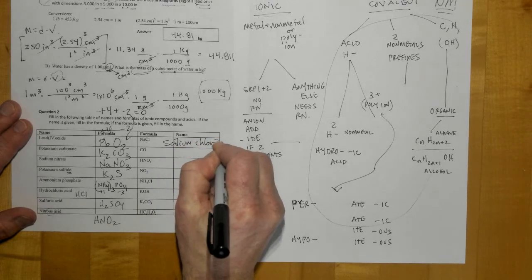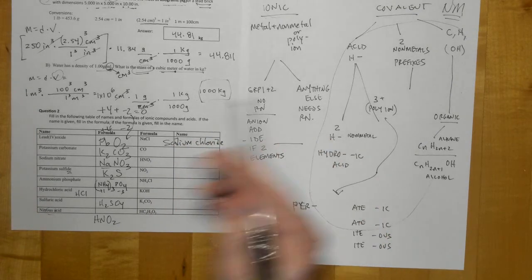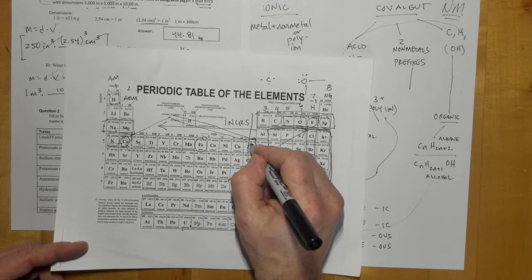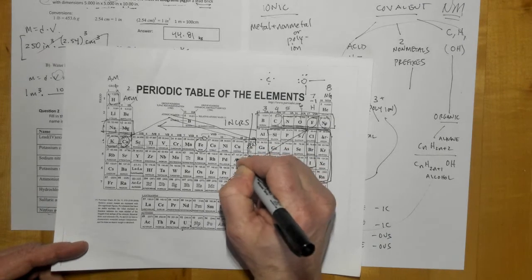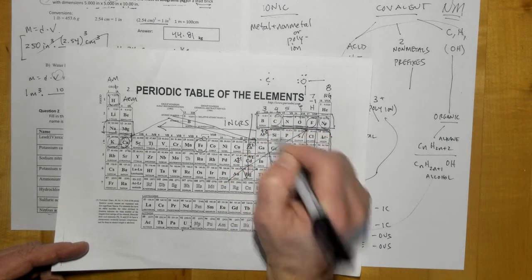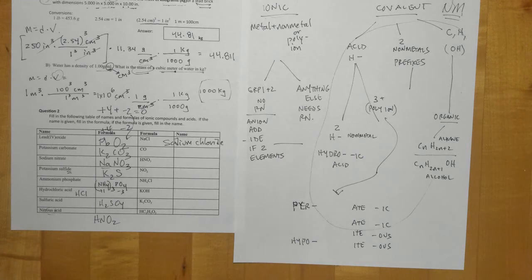NaCl over here, sodium chloride. No Roman numeral needed because it's in group 1 or group 2. Remember, those are the only ones that do not need Roman numerals. There's a few exceptions. Zinc is +2, cadmium is +2, silver is +1, and aluminum is +3. Those are special on the periodic table, but other than that, they need Roman numerals.